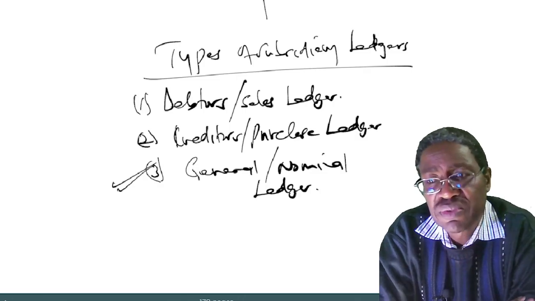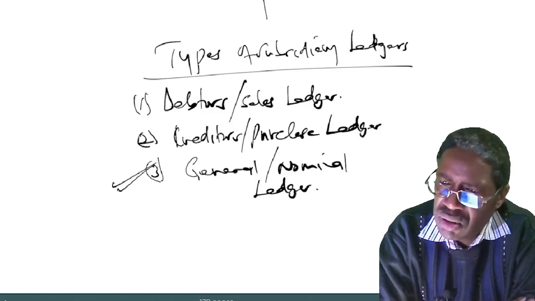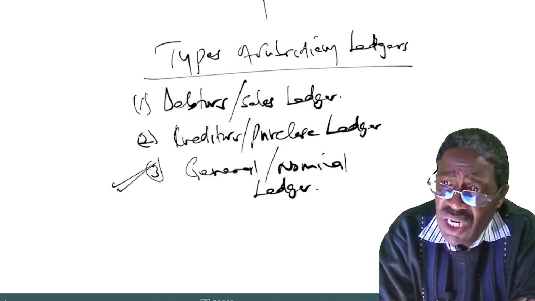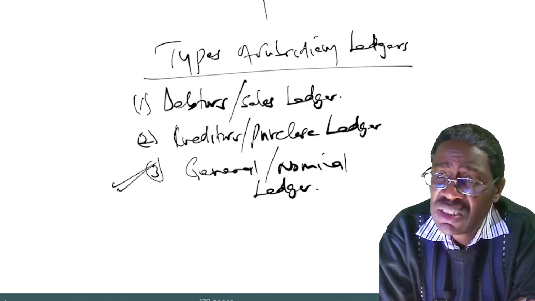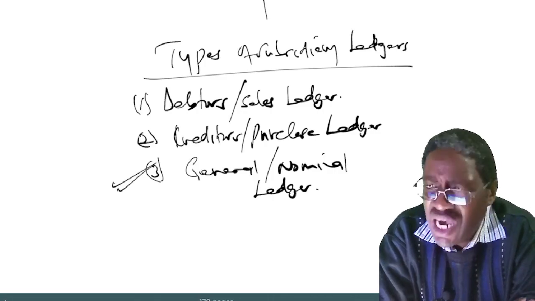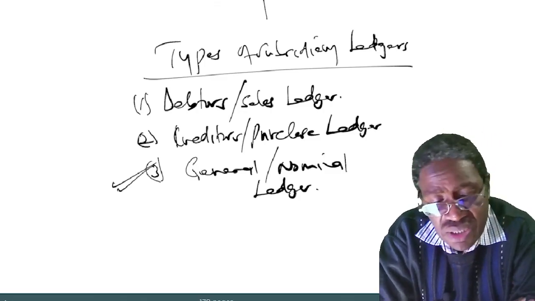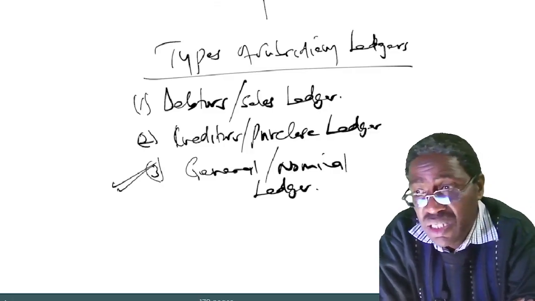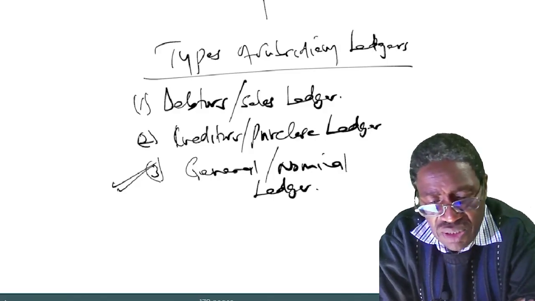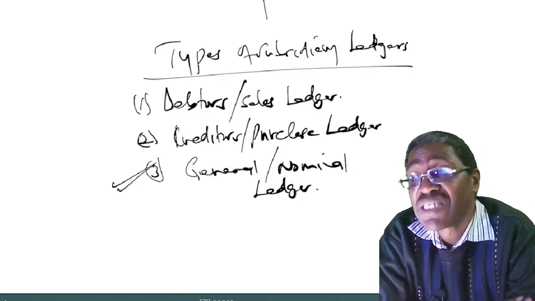Another paragraph. A ledger is a book that contains accounts of a similar nature.